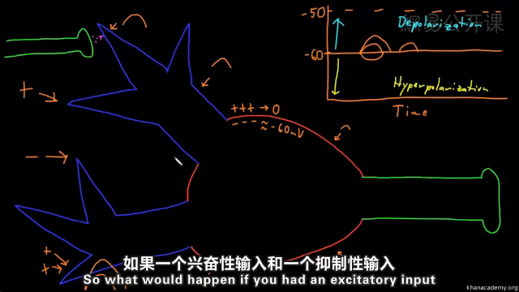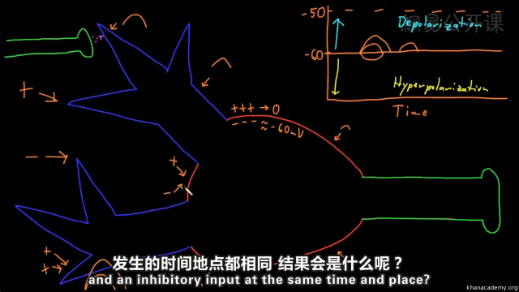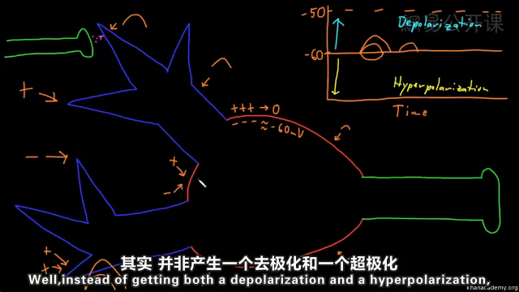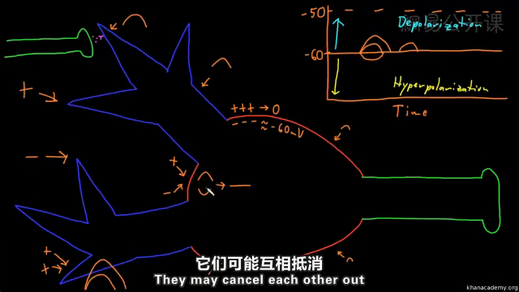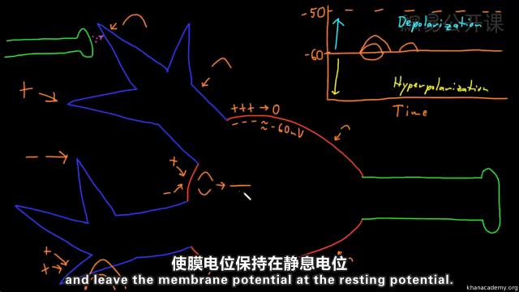So what would happen if you had an excitatory input and an inhibitory input at the same time and place? Well, instead of getting both a depolarization and a hyperpolarization, what you may get is no change to the membrane potential. They may cancel each other out and leave the membrane potential at the resting potential.